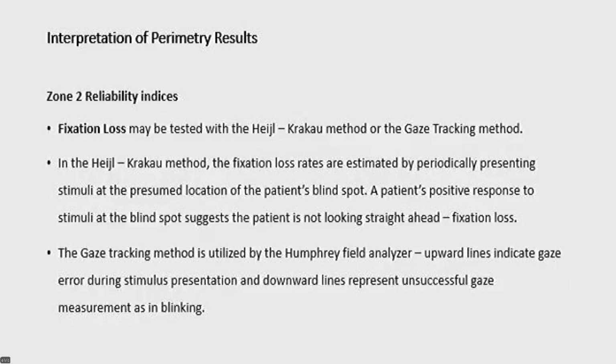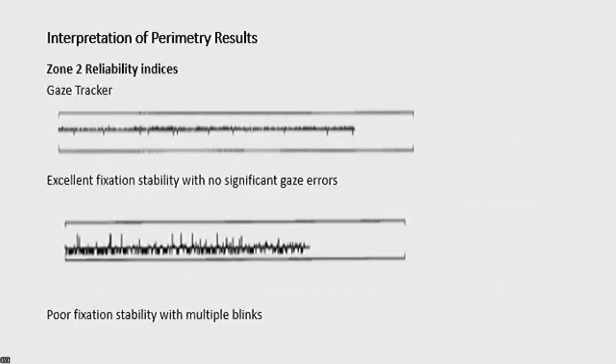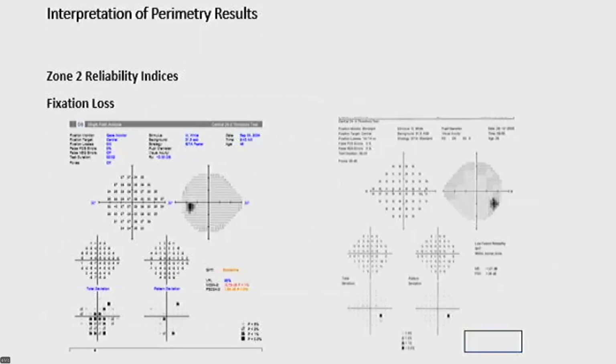Fixation loss is usually tested by two methods, the Heijl-Krakau method or the gaze tracking method. This is the gaze tracker that shows that the patient lost fixation in the second diagram here, and then the patient had a lot of multiple blinking, which is represented by the downward spikes.